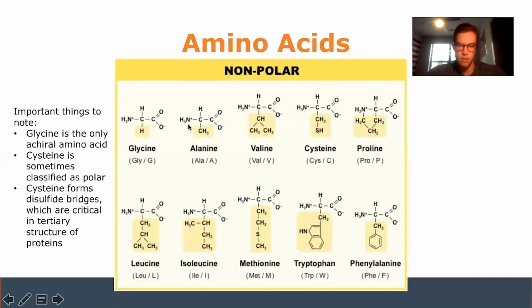Alanine, same thing, just has a methyl group here. Valine, you start to get a little complex, but valine, think of V, it starts to form a V.